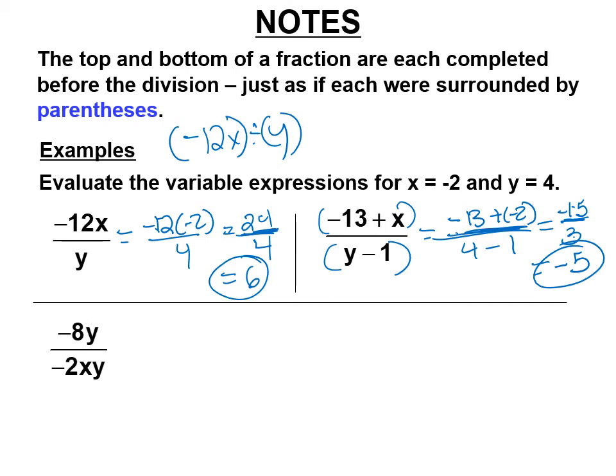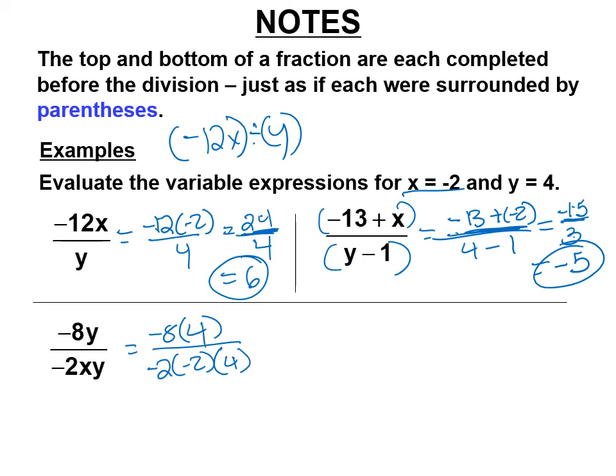All right, so that's negative 8y, negative 8 times y, over negative 2 times x times y. That's not a multiplication symbol. That's the letter x, and that's the y. So this is negative 8. X is still negative 2. Negative 2 times x again, negative 2 times 4. Whoops, y is not negative 2. Y is 4. Why didn't anyone say anything?